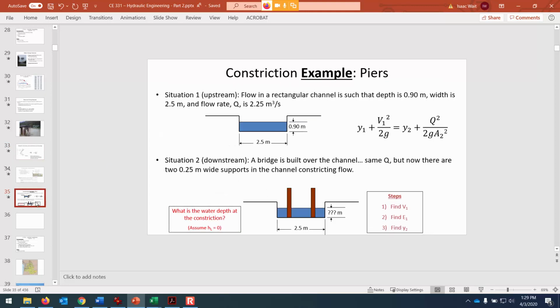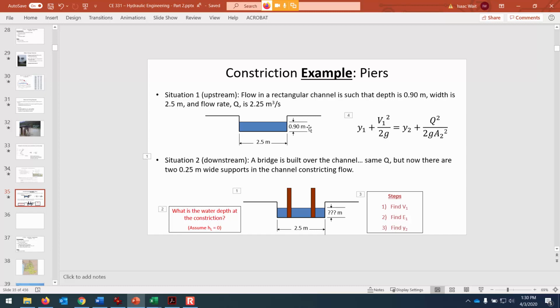Alright, so to practice this, let's look at the specific example of what happens when we put a pier into place. Now, upstream, before those piers are in place, the width of the channel was 2.5 meters. And we're sending a flow rate of 2.25 cubic meters per second through that 2.5 meter width. And we have a known flow depth of 0.9 meters.